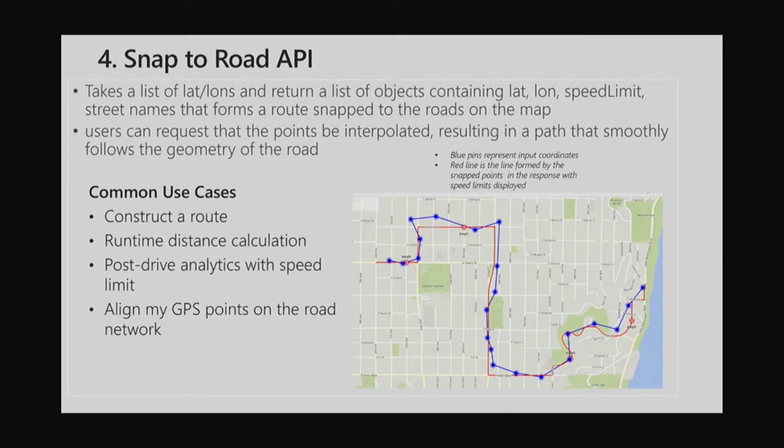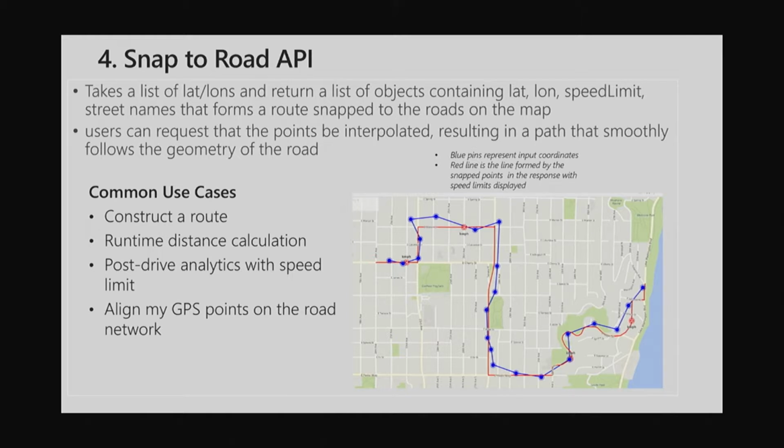Snap to Road is the fourth API, and it does exactly what the name implies. You pass in a series of coordinates, and we will intelligently snap them onto the road network. Why is that important? Because GPS can be inaccurate, for one, and so you may want to reconstruct the route that one of your drivers was on. This will do that for you.